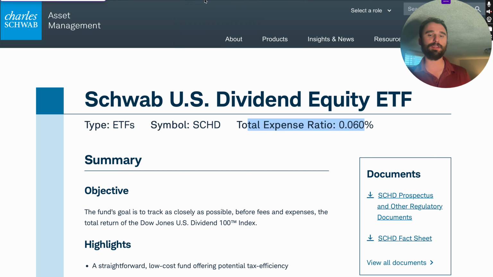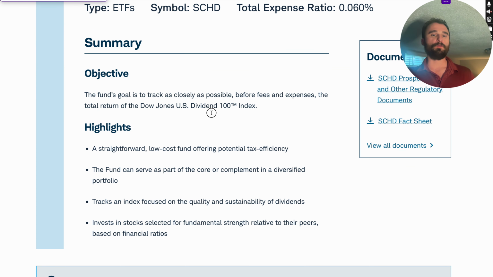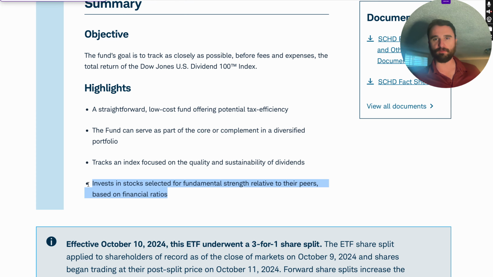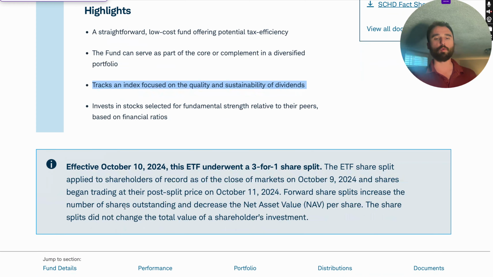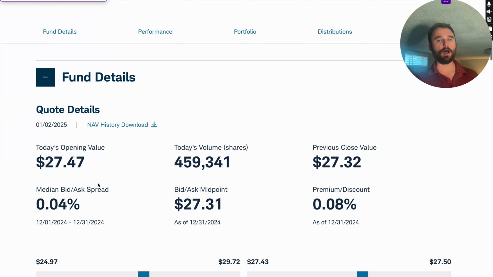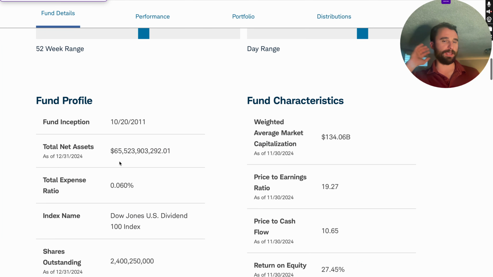This is a lower volatility ETF than the overall market. We're focused on the Dow Jones US Dividend 100 Index. We're focused on high quality companies, investing for fundamental strength relative to their peers. We're getting a nice solid dividend of almost 4% on a $500,000 portfolio. That's nearly $20,000 in dividends alone on top of the wheel strategy income. And we're focused on tracking an index that's focused on both the quality and sustainability of dividends. So you really cannot go wrong with this ETF, in my opinion. I think there's a lot of potential here. The low cost, the low fees, but this is not a recommendation. This is just an example.